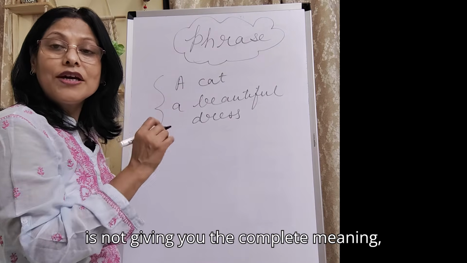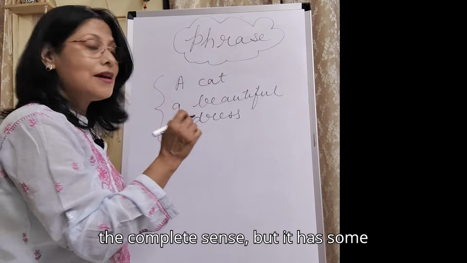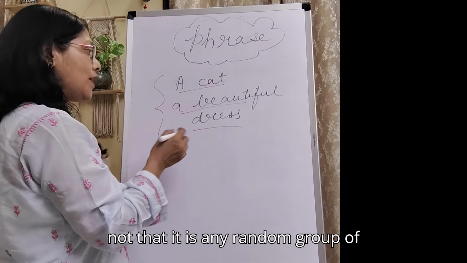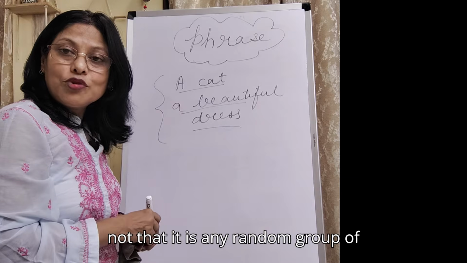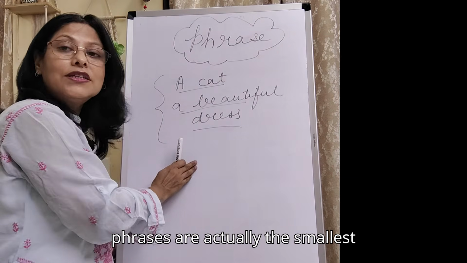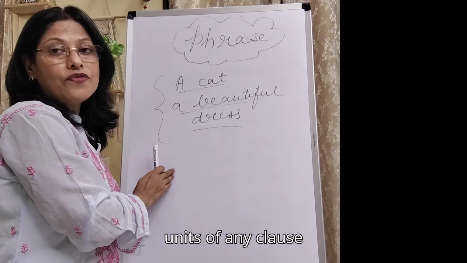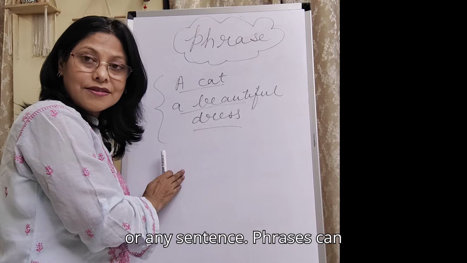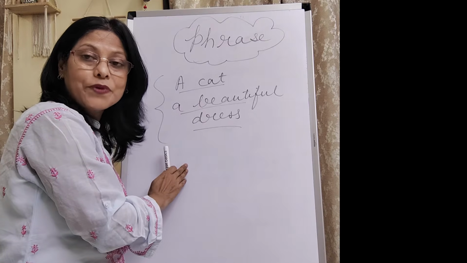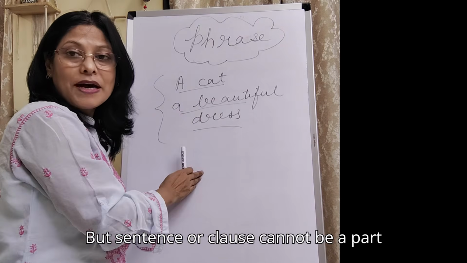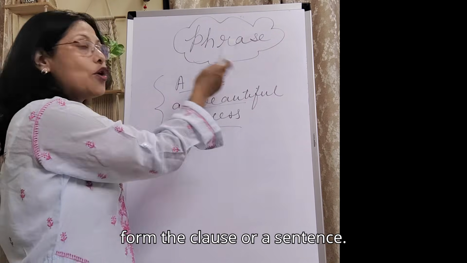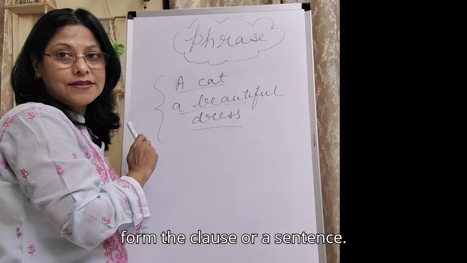It is not giving you the complete meaning, the complete sense. But it has some sense. Okay? It's not that it is any random group of words. It is giving you some sense. Now phrases are actually the smallest units of any clause or any sentence. Phrases can be a part of a clause or a sentence. But sentence or clause cannot be a part of phrase because this is the smallest unit and they normally are joined to form the clause or a sentence.